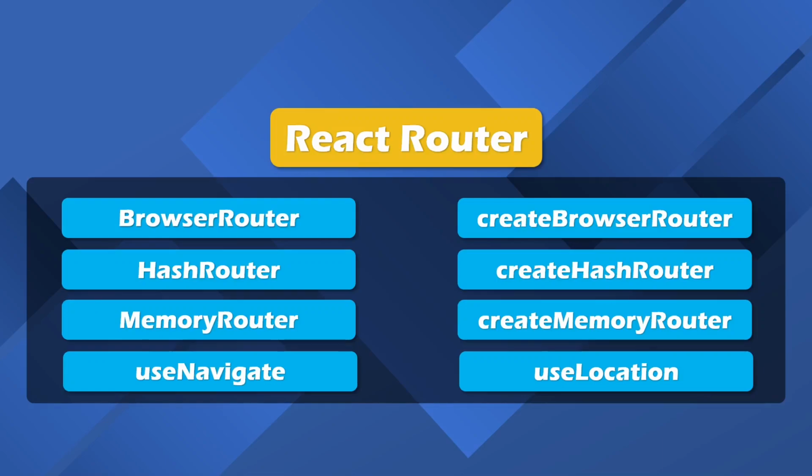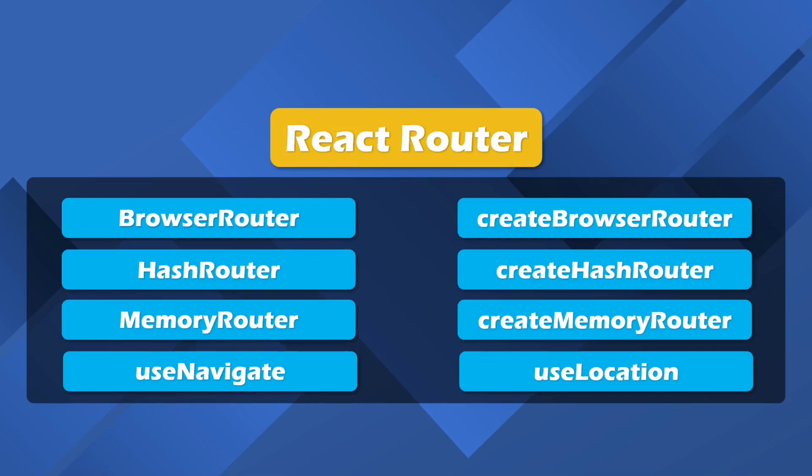createBrowserRouter, createHashRouter, and createMemoryRouter are the methods that were introduced to provide a more programmatic way to define routes. This is useful when we want more flexibility when handling data loading in our applications. And then there are two hooks that we will primarily use: useNavigate, to enable us to trigger navigation programmatically, and then useLocation, which will give us the information of the current location that we are on.